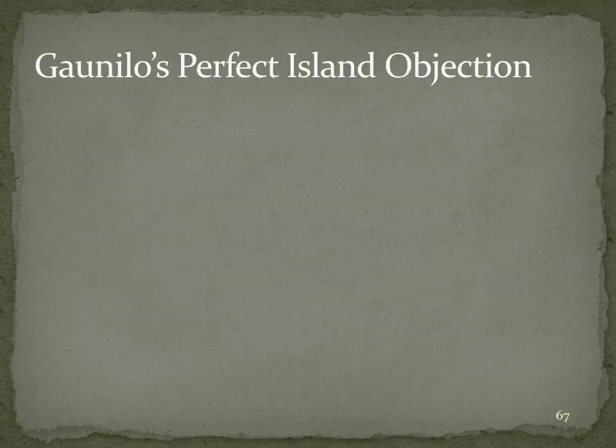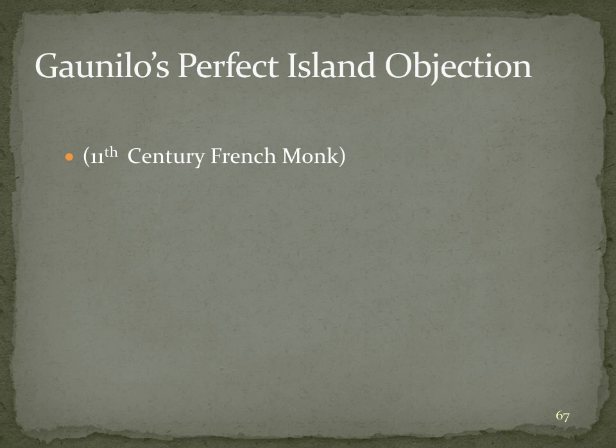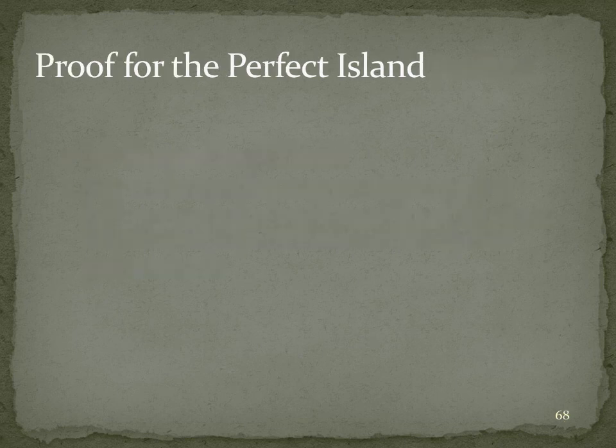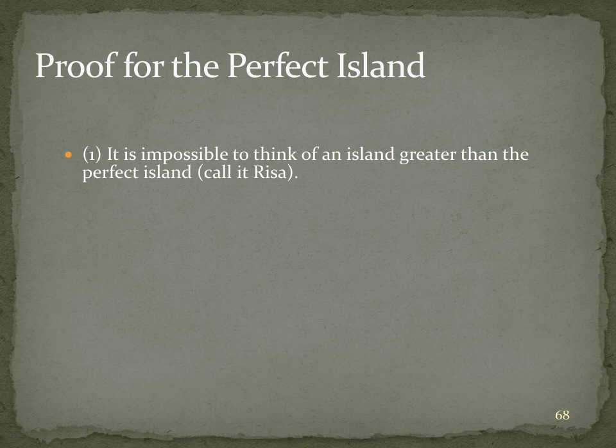The other problem with this argument, that the French monk of the 11th century, Gaunilo, noted, is that Anselm must employ some kind of faulty reasoning, because we could use that reasoning to prove the existence of all sorts of absurd things, like perfect islands. So if you go back to the argument and you replace perfect being, which God is, with perfect island, then you'd be able to prove the existence of a perfect island. It's impossible to think of an island greater than the perfect island.